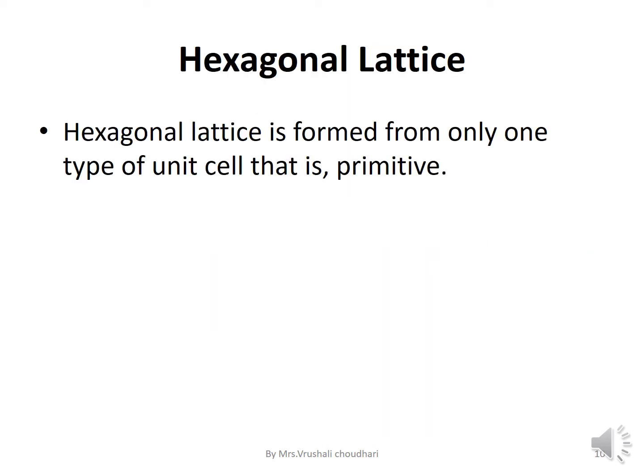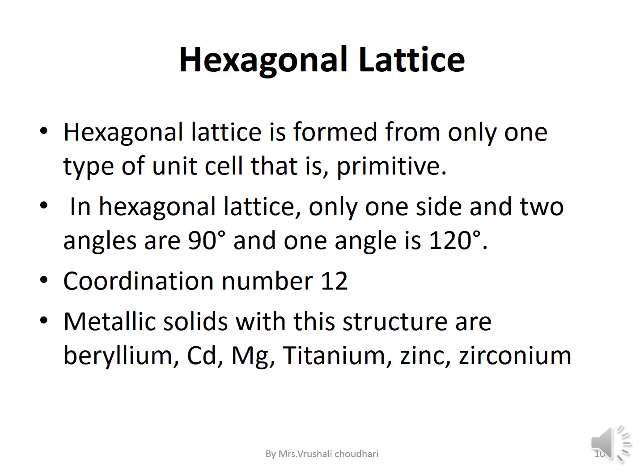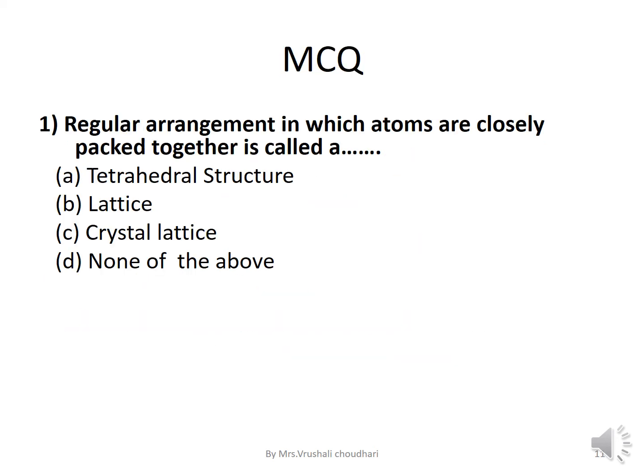Hexagonal lattice. It forms only one type of unit cell, that is called primitive. Only one side, two angles are 90 degrees, one angle is 120 degrees. Coordination number is 12. Metallic solids like cadmium, magnesium, titanium, zinc show the hexagonal crystal structure. Multiple choice questions are based on this. Definitely one or two questions come based on the crystal lattice structure.